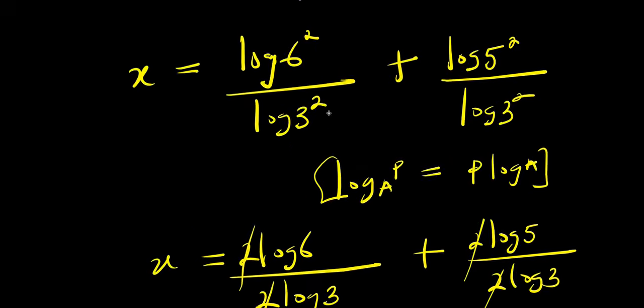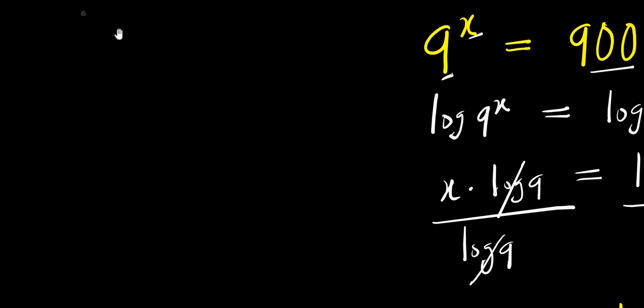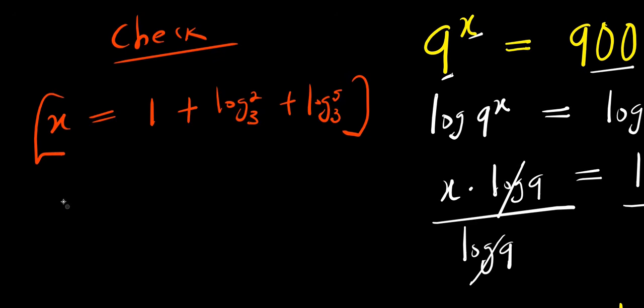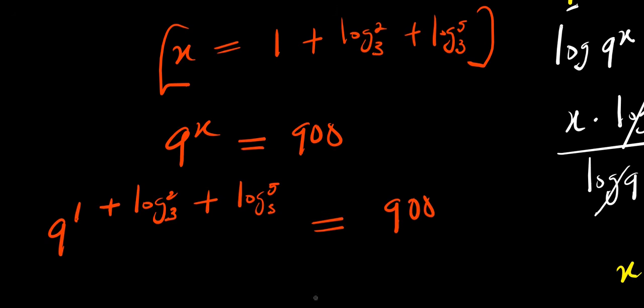The next thing we are going to do will be to check by inserting that particular value for x right here. We have check: x is 1 plus log 2 to the base of 3 plus log 5 to the base of 3. And we have 9 power x equals 900, meaning we are inserting this for x. We have 9 power 1 plus log 2 to the base of 3 plus log 5 to the base of 3 equals 900.